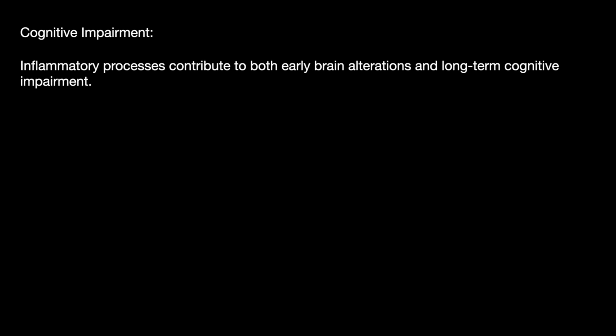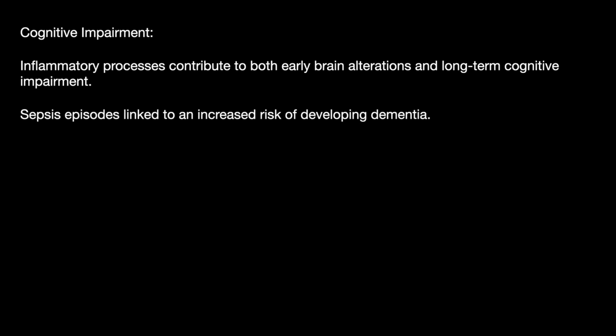So what are the long-term outcomes and recovery? Severe sepsis patients often face a range of cognitive, psychiatric, physical, and social impairments. The impairments include cognitive dysfunction, psychiatric conditions, physical disability, and other problems. So the cognitive impairment: the inflammatory process contributes to both early brain alteration and long-term cognitive impairment. Sepsis episodes are linked to increased risk of dementia.